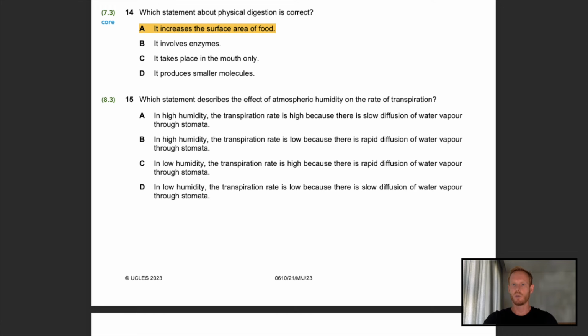Number 15. Which statement describes the effect of atmospheric humidity on rate of transpiration? The correct answer here is C. In low humidity, the transpiration rate is high because there is rapid diffusion of water vapor through stomata. This is because in low humidity there's a greater difference in the concentration of water molecules between the air spaces inside the leaf and the air outside the leaf. And the steeper the concentration gradient, the faster the rate of diffusion.